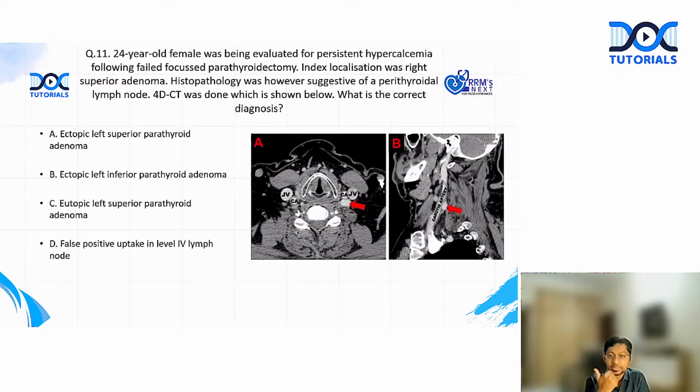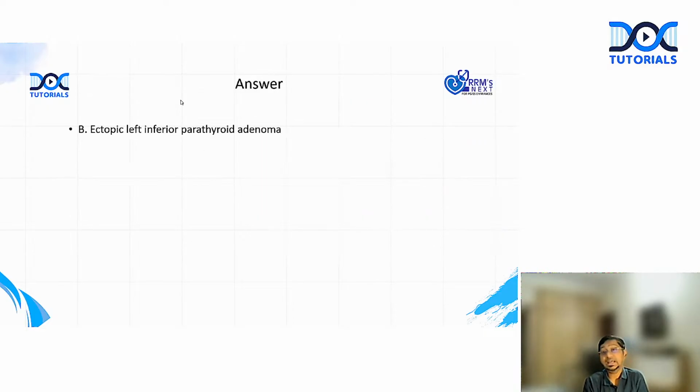So remember, this is definitely not a eutopic location. So this is an ectopic location. The usual eutopic locations do not extend up to the carotid artery. So these are ectopic locations. So this is a classical ectopic left inferior parathyroid adenoma.